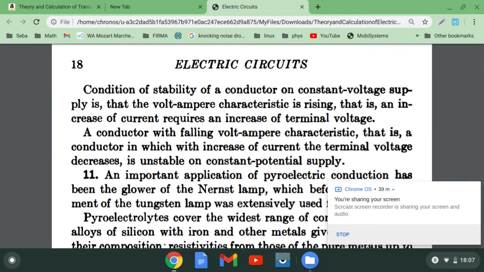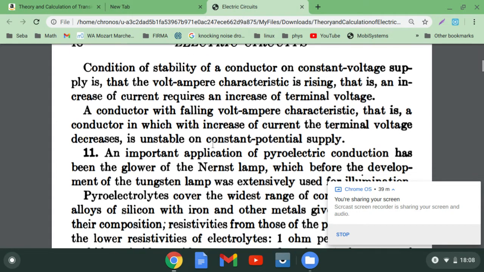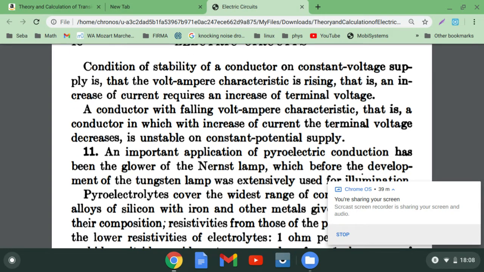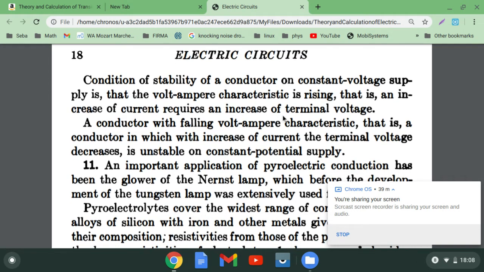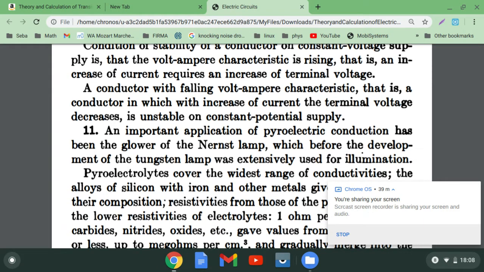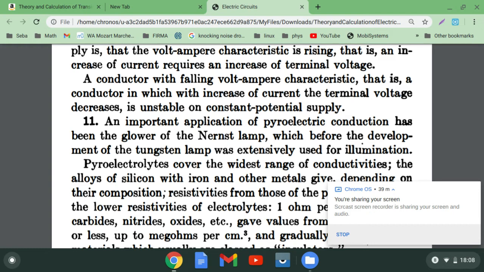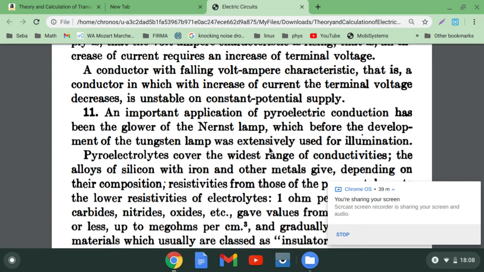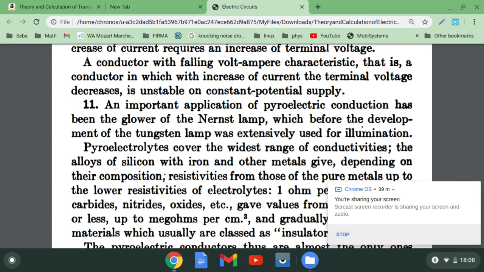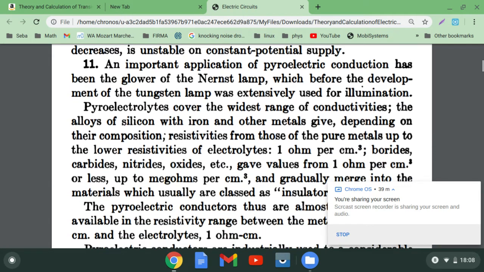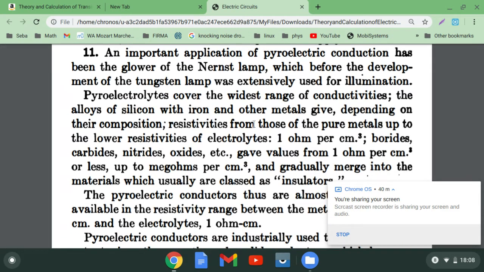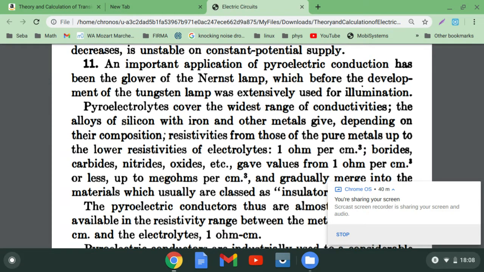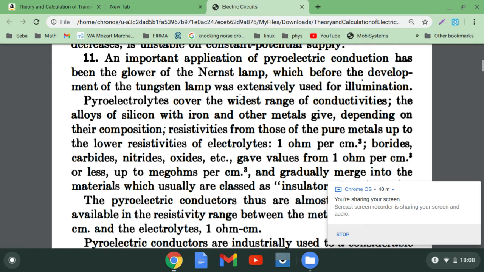Thus, the condition of stability of a conductor on constant voltage supply is that the volt ampere characteristic is rising. That is, an increase of current requires an increase of terminal voltage. A conductor with falling volt ampere characteristic, that is a conductor in which with increase of current the terminal voltage decreases, is unstable on constant potential supply. An important application of pyrolytic conduction has been the glower of the Nernst lamp, which before the development of the tungsten lamp was extensively used for illumination.